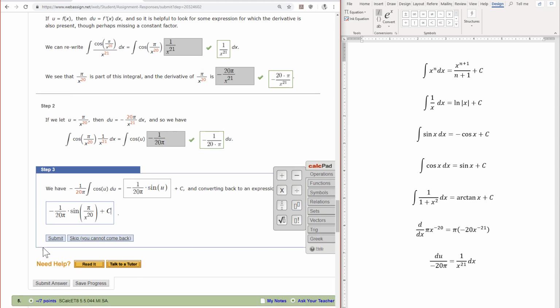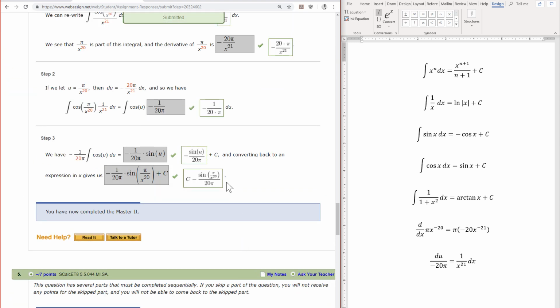Okay, let's check that, and hopefully it's correct. Okay, it looks correct. We got everything complete. If you take a look at what they wrote up, it's slightly different from the way we wrote it, but, you know, it's all equivalent. So we're good. I hope that helps.